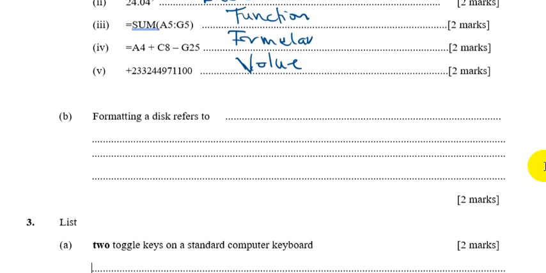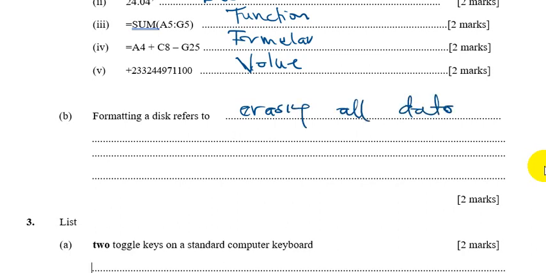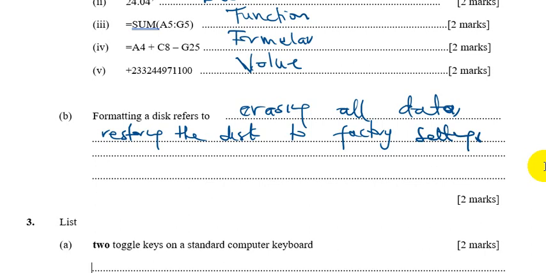Then the next question says, formatting a disk refers to erasing all data. You can just write erasing all data, or you can say restoring the disk to factory settings. That's all. You get your marks.